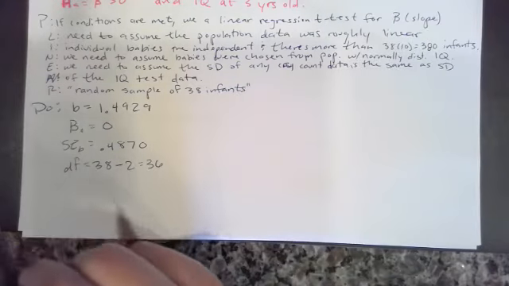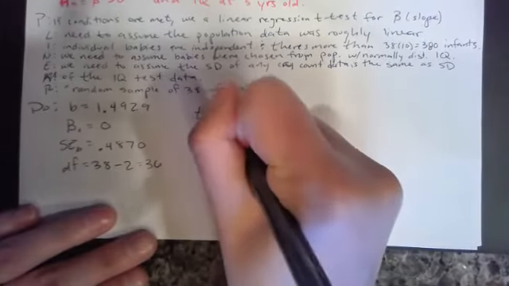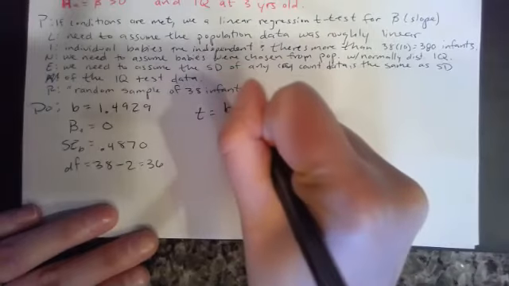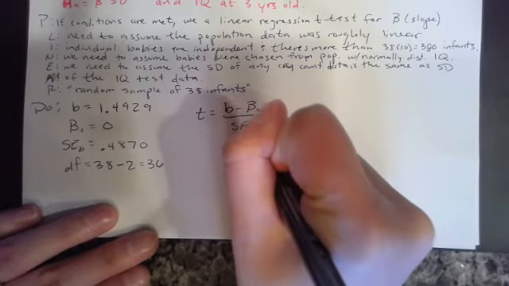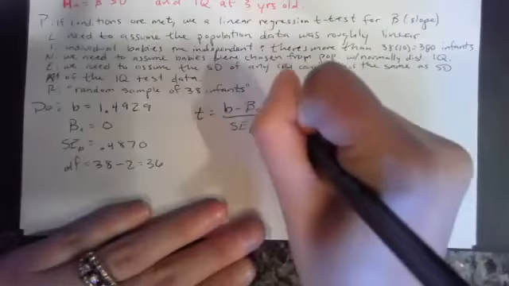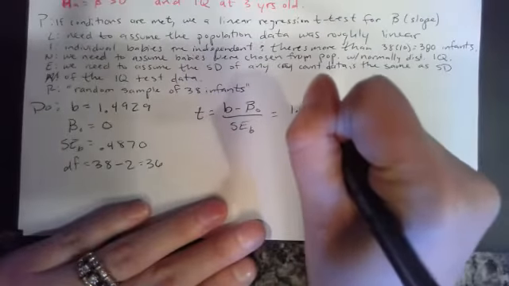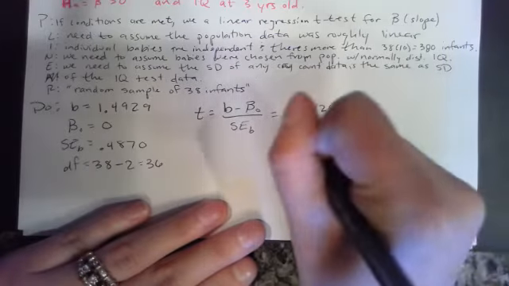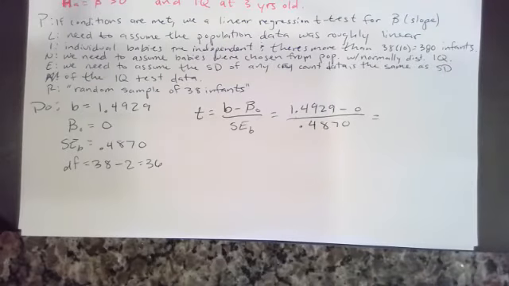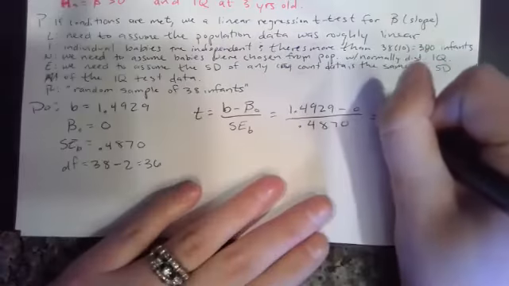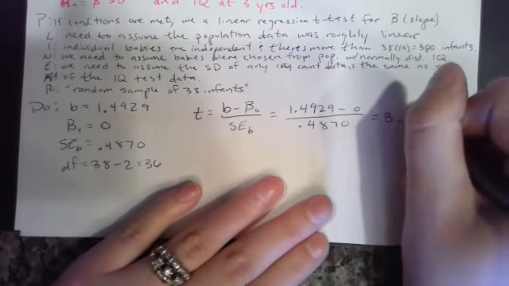So to find my t-value, I take my observed slope minus my predicted slope all over the standard error of the slope. I keep saying standard deviation, I'm sorry. So in this case, that is 1.4929 minus 0 all over 0.4870. So 1.4929 divided by 0.4870 gives me a t-value of 3.07.